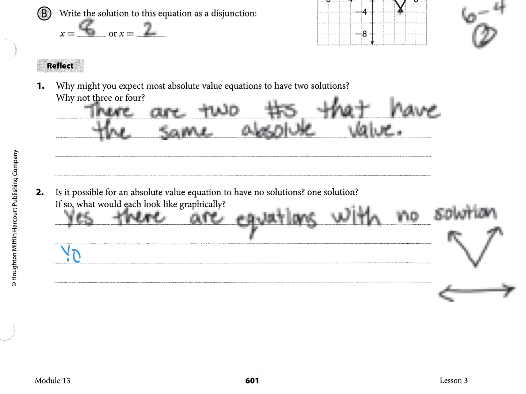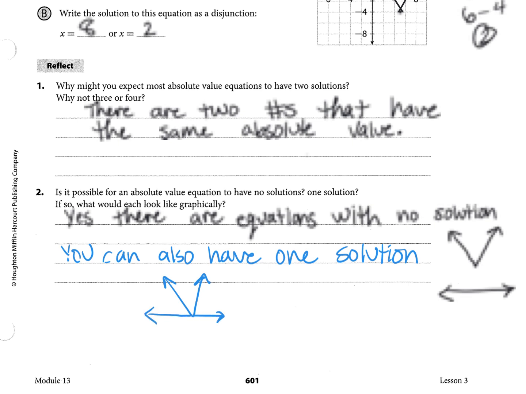You can also have one solution. And that would be when the absolute value function crosses that line at its vertex. So here's my absolute value function, and here is my number function. You can see that it crosses at exactly one place. So you can have none, 1, or 2, but you will never have 3 or 4 or so on.